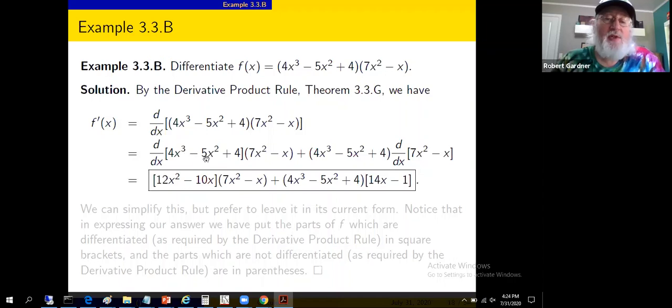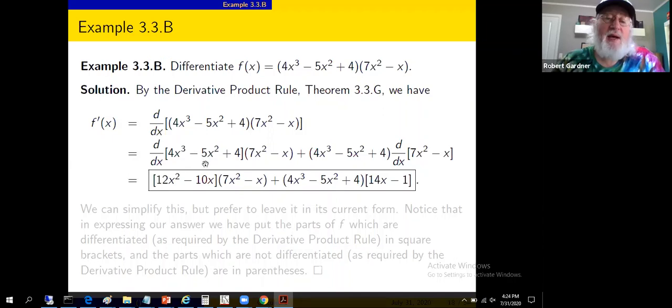Differentiate 4x cubed minus 5x squared plus 4. Bring the exponent down, subtract 1 from the exponent. Let's speed that process up a little bit. That gives us 12x squared. 3 times 4 is 12. Subtract 1 from 3, giving 2.